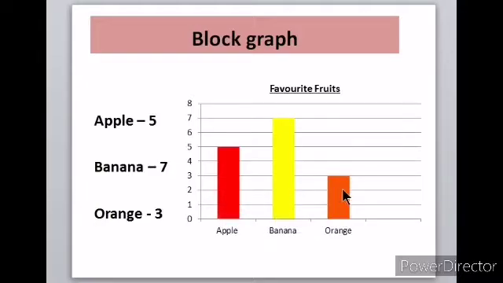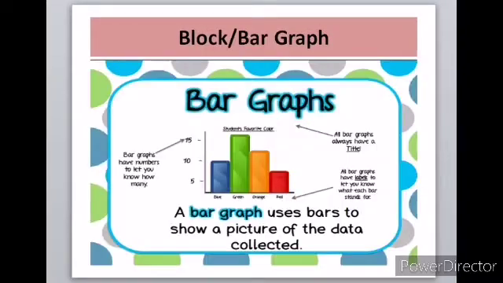And the heights of the bars will be different according to the number in the data. But the width or the thickness of the bar will be the same. Only then will it be easy for us to compare the different numbers. So always the height will be according to the number of people who like apple, banana, like that, the data we collect, but the width will be the same.